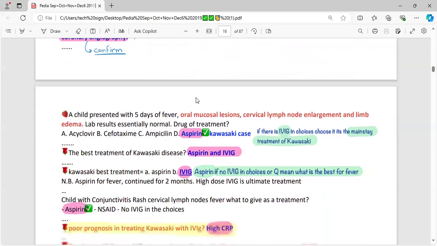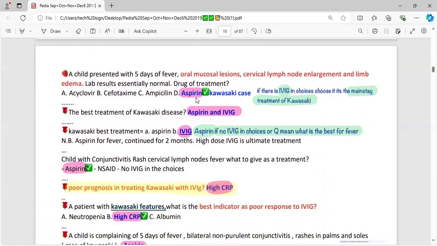Again, a child presents with a history of 5 days of fever, oral mucosal lesion, cervical lymphadenopathy, lymphedema, and lab results essentially normal. What is the drug of choice? Your diagnosis is Kawasaki disease. How would you treat? Aspirin.